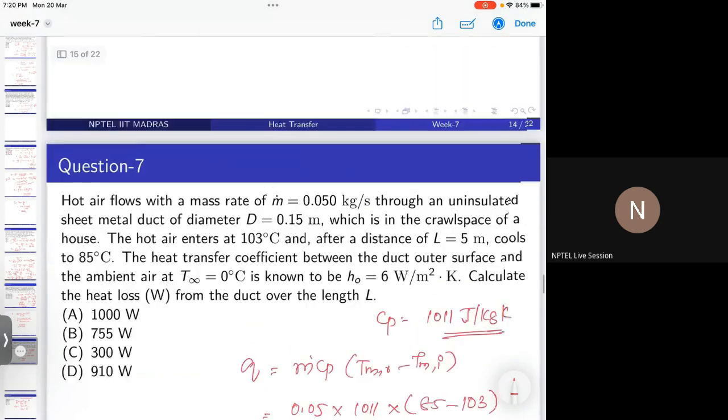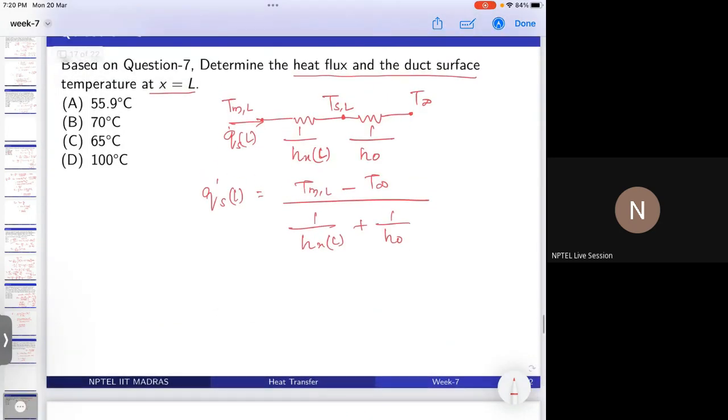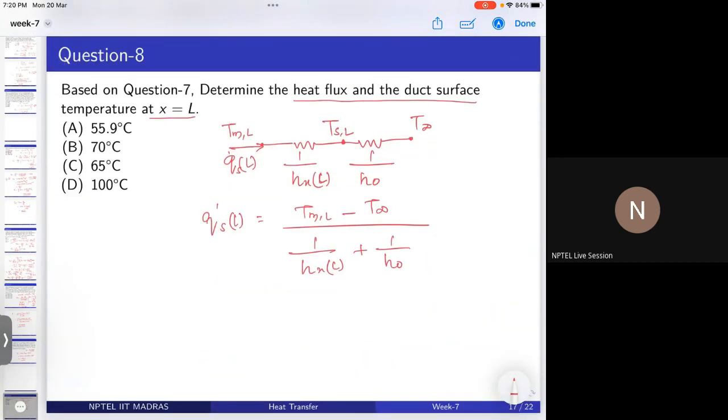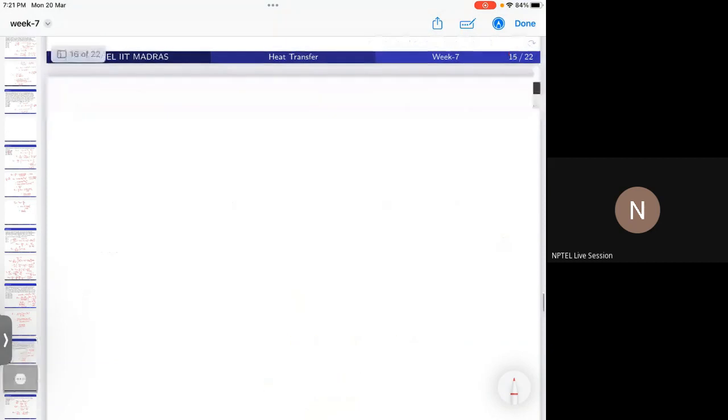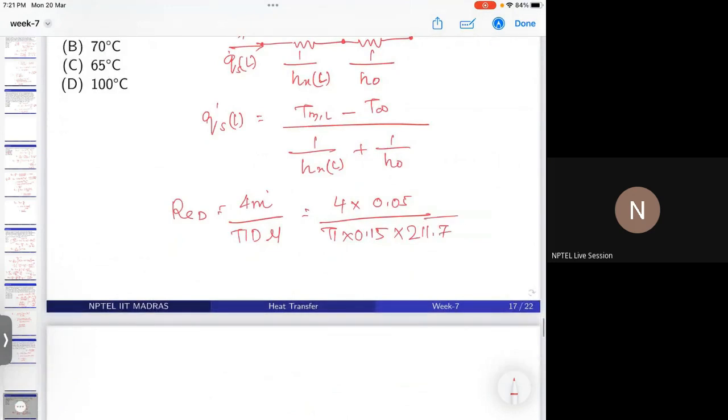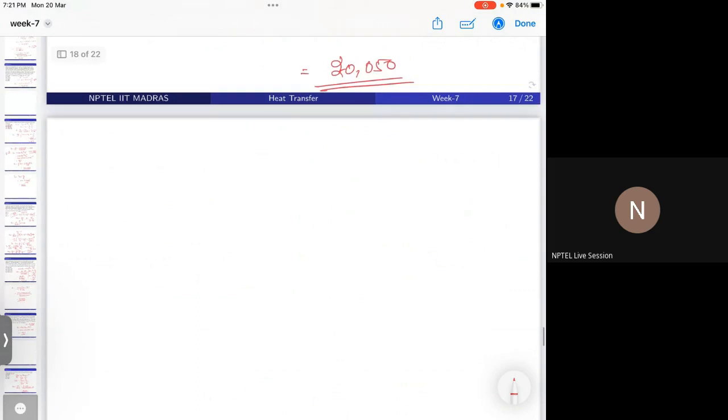T_mL we also know, it is 85 degrees Celsius, and T infinity is 0 degrees Celsius. So what we have to find out is h_x, the heat transfer coefficient at L, the inside heat transfer coefficient. For that we have to find the Reynolds number to determine which regime it is. So this is 4 into 0.05 divided by pi into 0.15 into mu. Properties are not given, so mu is 217 into 10 raised to minus 7. If you calculate this, you'll get some 20,050 as the Reynolds number. So the flow is turbulent.